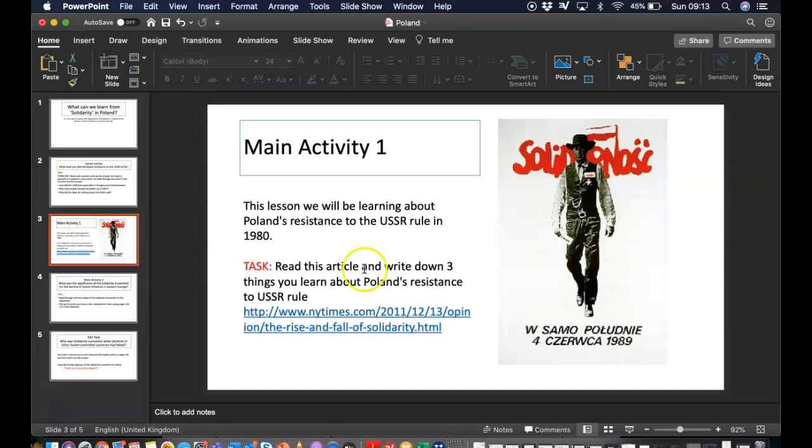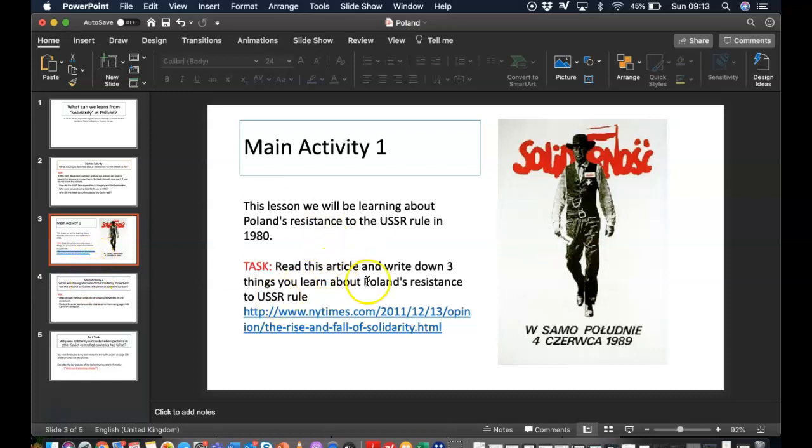Now, in communist countries, you're only allowed to have one trade union, and that's the Communist Trade Union. Solidarity was already a challenge to communist power because they were an independent trade union. And so they start to undermine the power of communism from the left. And by the left, I mean they're not coming at it from a capitalist perspective, they're coming at it from a socialist perspective.